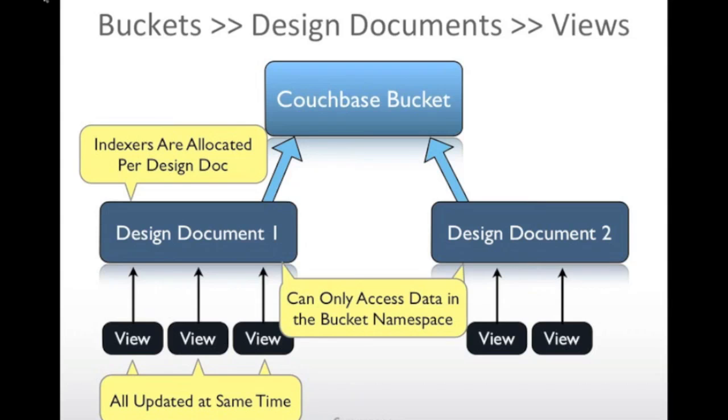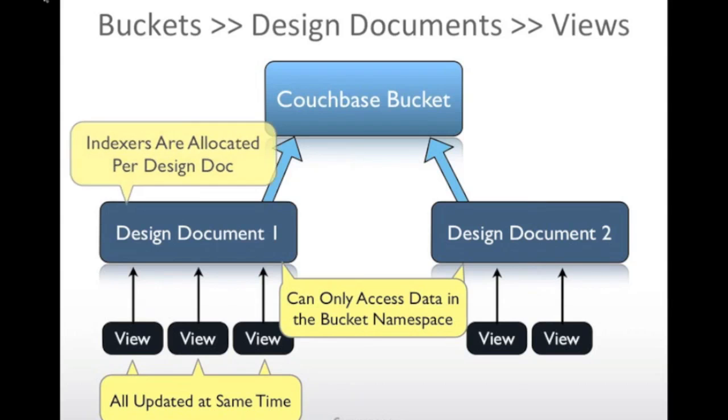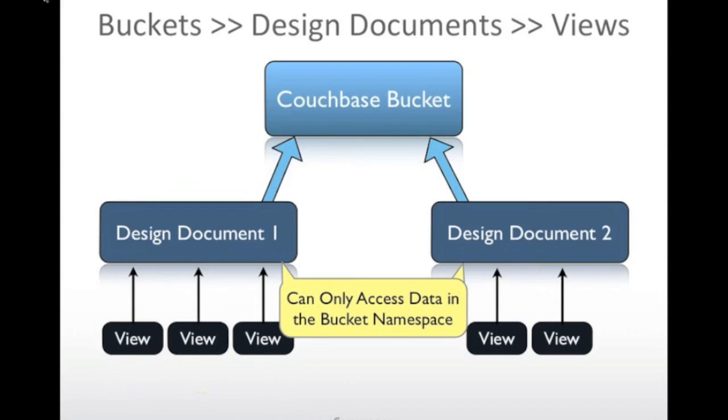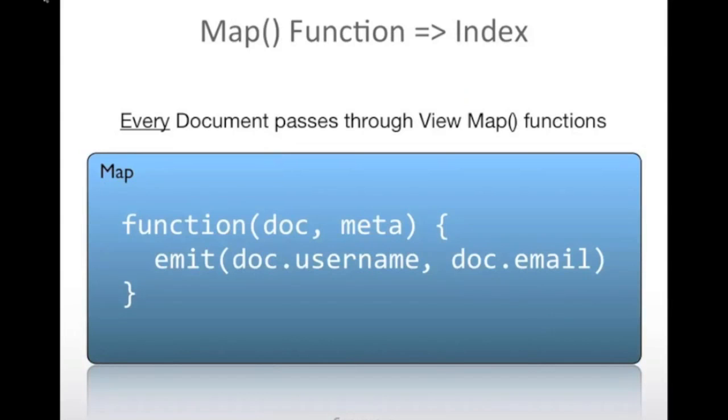And of course, these design documents are per bucket. So if you have multiple buckets, you're doing things in multiple buckets, and there's some good reasons why you may want to do this. They can only access documents within the bucket in which they are defined. So, like I said before, every document passes through the view map functions.